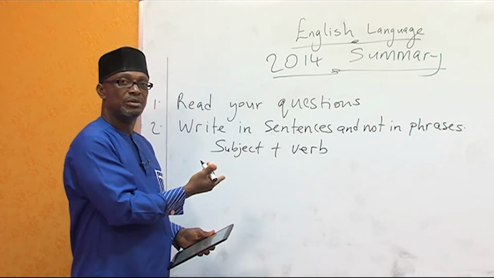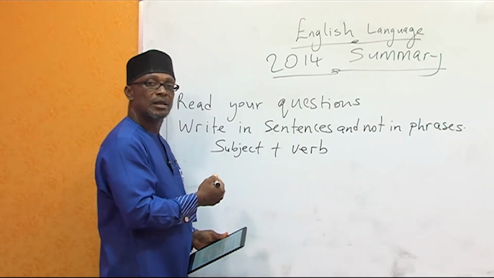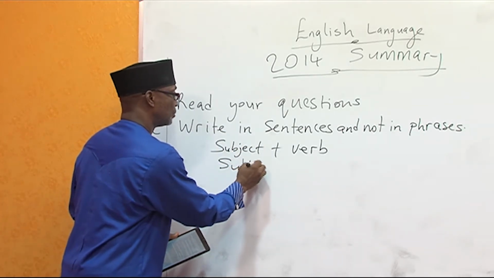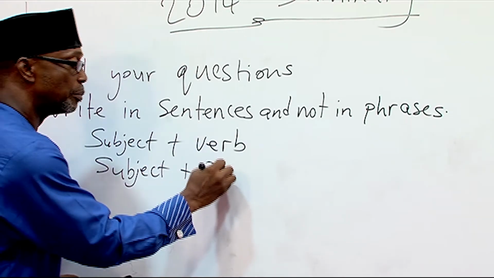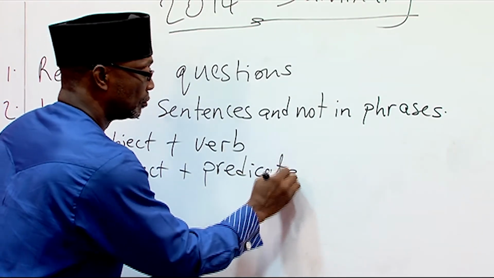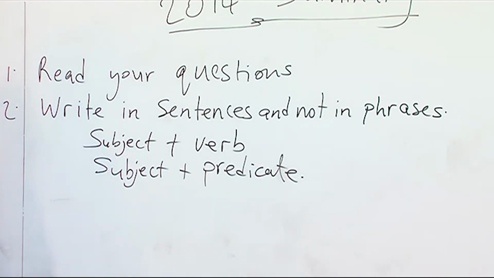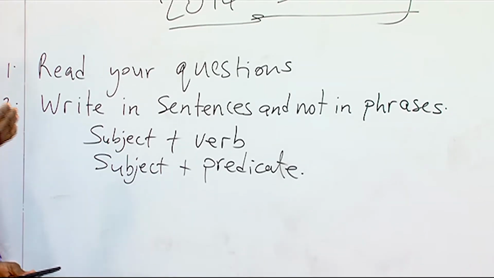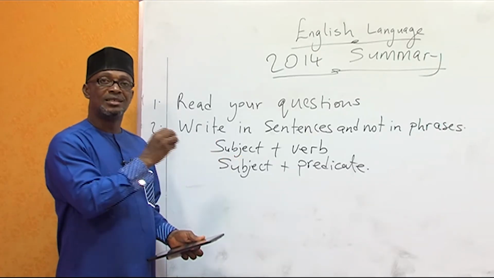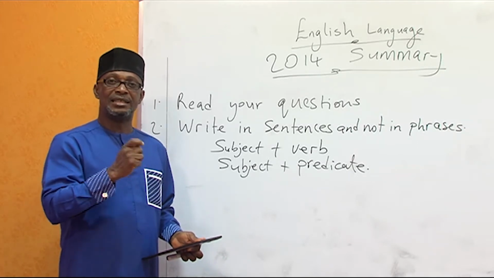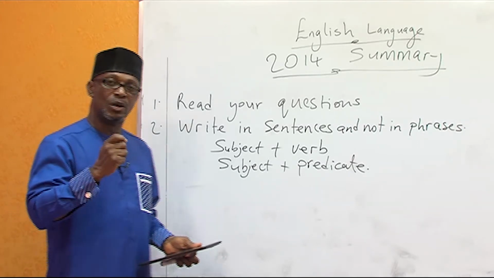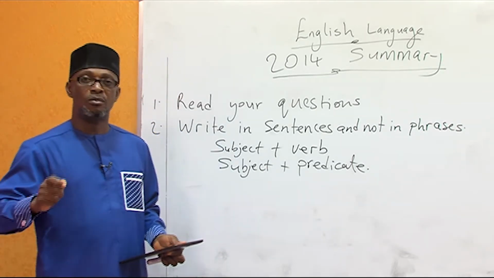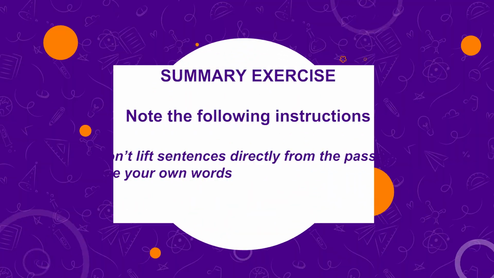This is a simple sentence. Some other scholars would define the sentence as subject plus the predicate. With this, you have gotten your sentence. The boy looks. Tola laughs. They are all simple sentences. And that is what your answer is required to be. Your answers are required to be in sentence form and not in phrases.